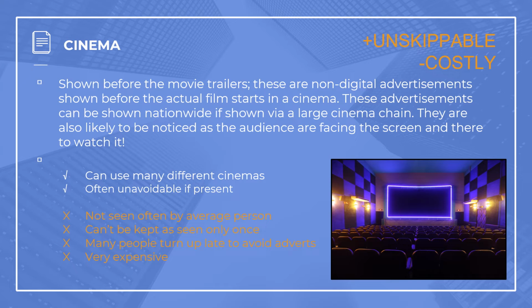Cinema is a very long-lasting, traditional form of advertising. The adverts go before the movie trailers and before the actual film starts. The advertisements could be shown nationwide if you choose a large cinema chain like Odeon, and they're likely to be noticed a lot more because the audience are already there to face the screen.